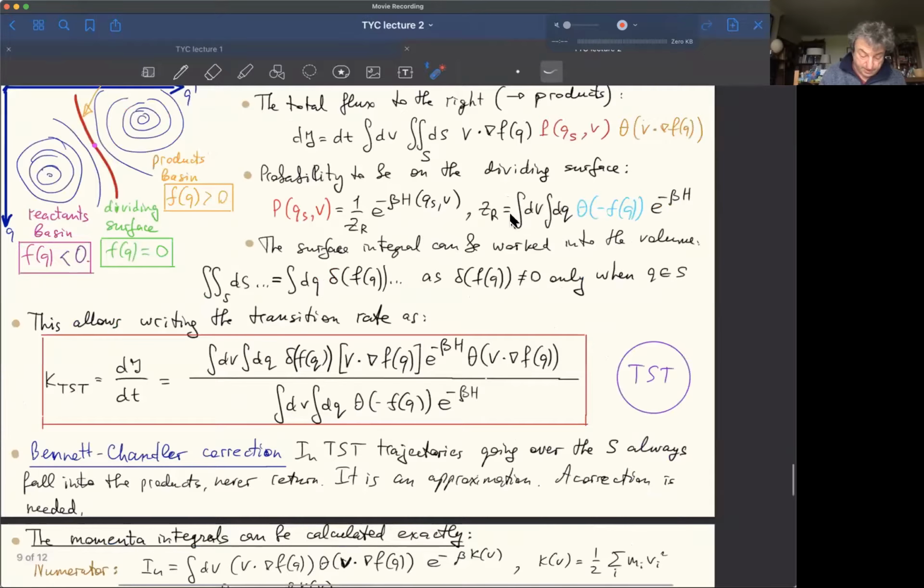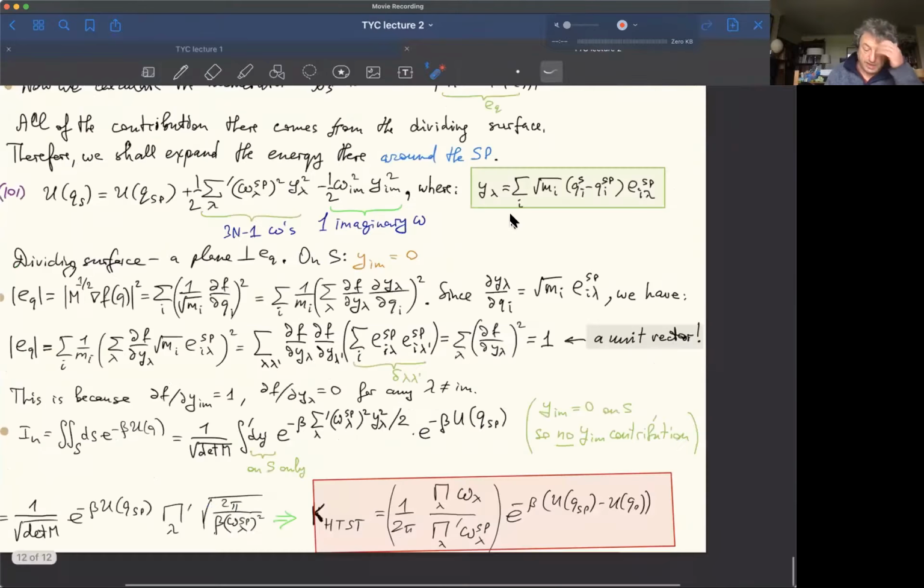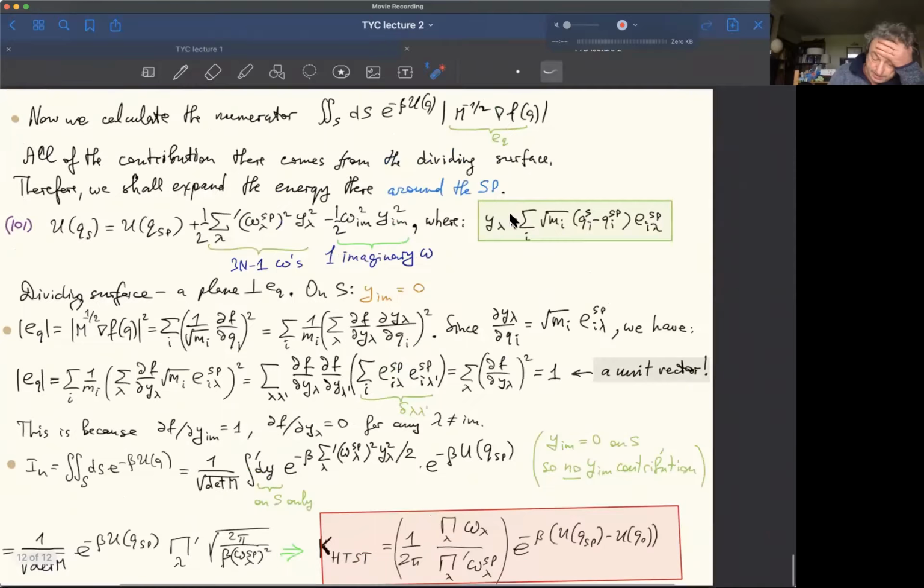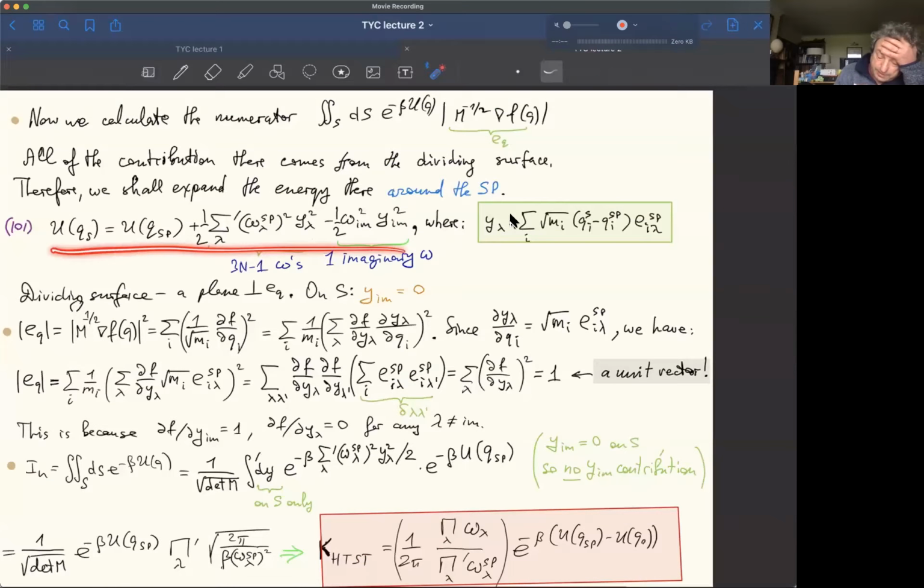And therefore, we expand our potential energy around the saddle point. And that expansion will look like this. There will be positive terms associated with all normal modes, which are, oh, I'm sorry.